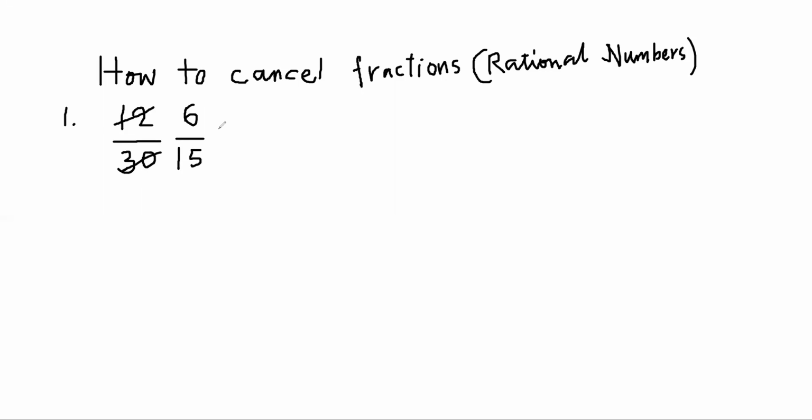So the next is we can try 3. 3 twos are 6 and 3 fives are 15. So the final cancellation will become 2 upon 5. You cannot have something more than this because they don't have anything common in between.